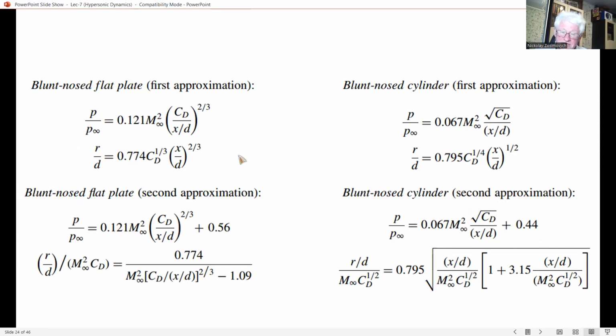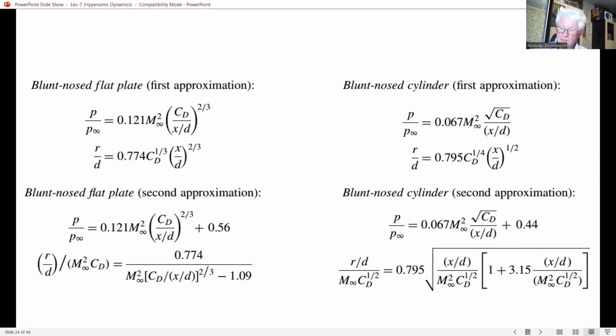For the blunt nose flat plate, the second approximation at the bottom is a bit more inconvenient expression. For the blunt nose cylinder, the same for the first approximation, right here, so that you may compare it with that. We have a difference in coefficients, and some power in it. For the blunt nose cylinder in the second approximation, we have analogously a different coefficient and the same power.